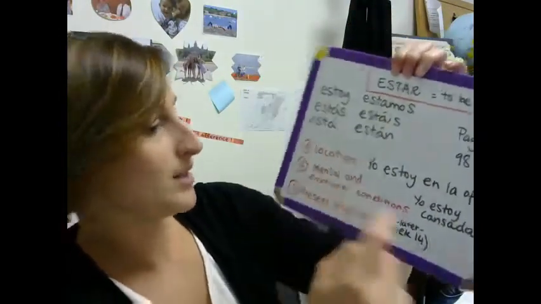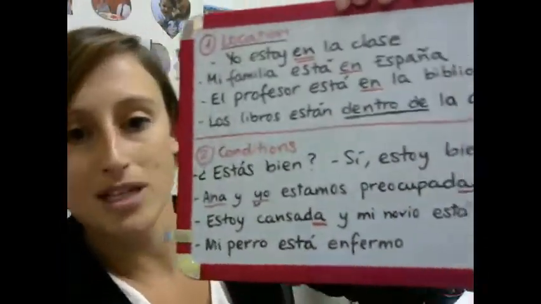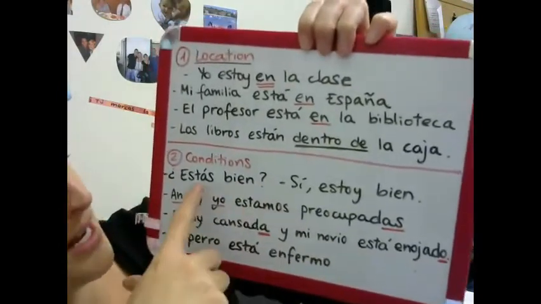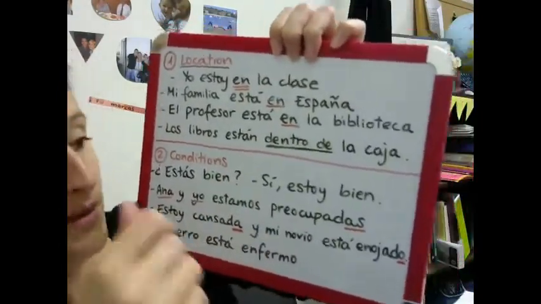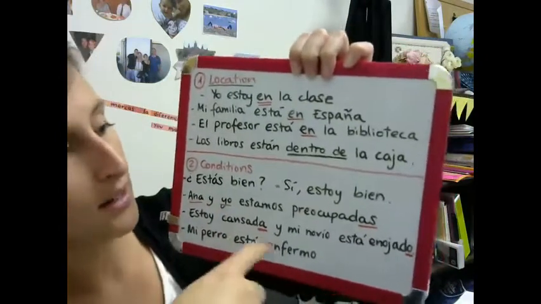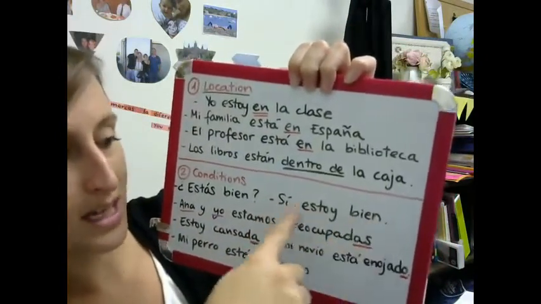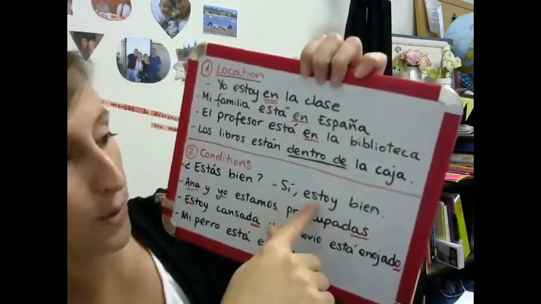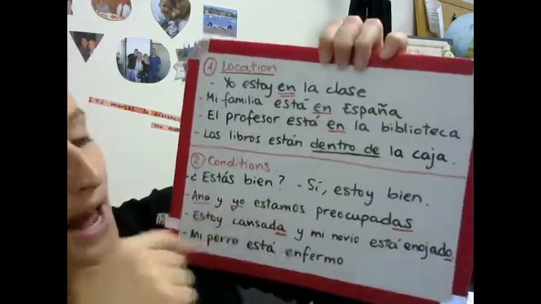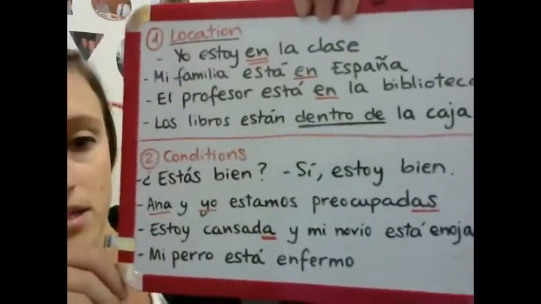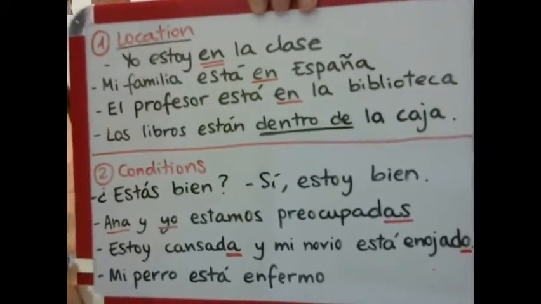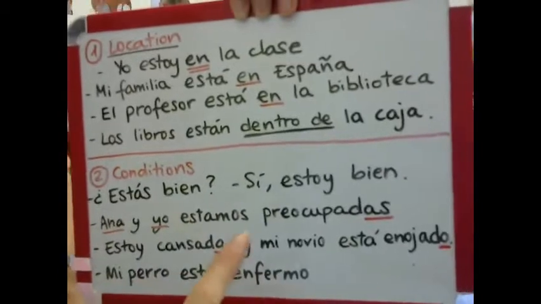So location and mental and emotional conditions, and I have some examples for these conditions. Always for feelings and conditions. ¿Estás bien? Are you okay? Like, how do you feel? Sí, estoy bien. I'm fine, I'm good, I'm okay. So we're going to use that verb. And then, Ana y yo estamos preocupadas. Ana and I are worried. We are worried. So we're going to use estar.